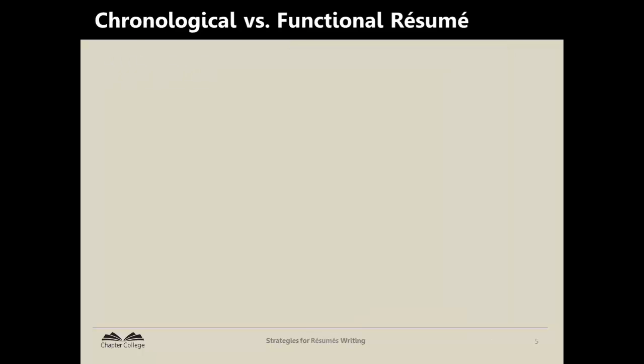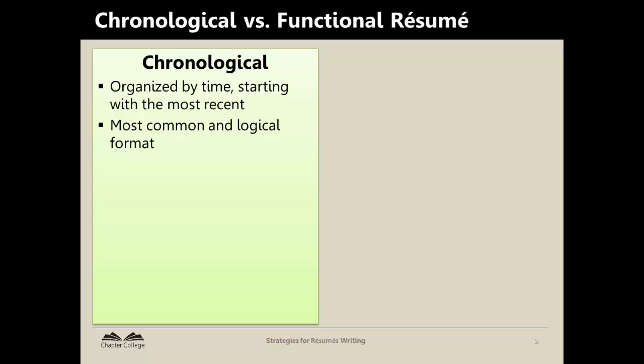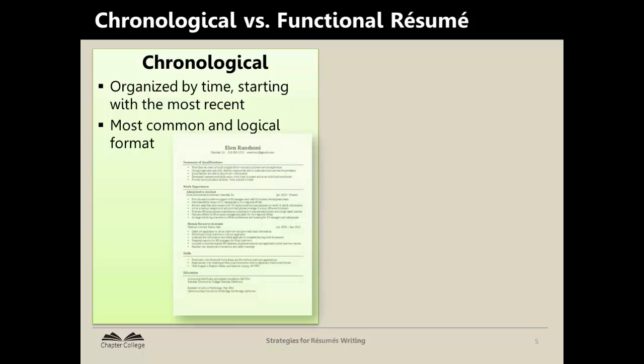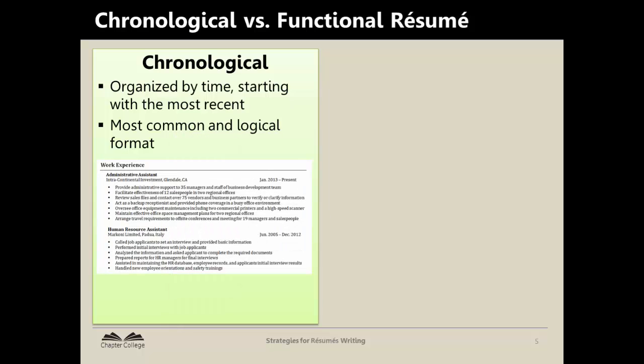When we look at the types of resume, typically we have chronological and functional resumes. Chronological resumes are organized by time, and we start with the most recent information at the top and go back in time as we go down the document. This is the most common and logical format for a resume, and that's what you see most often. It allows you to show the most recent work experience at the top, and as you go down the document you see the more previous experiences.